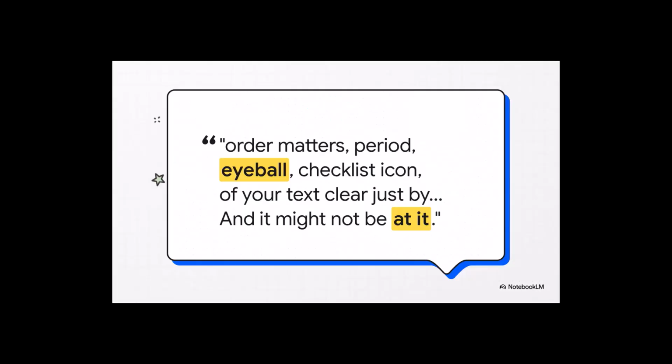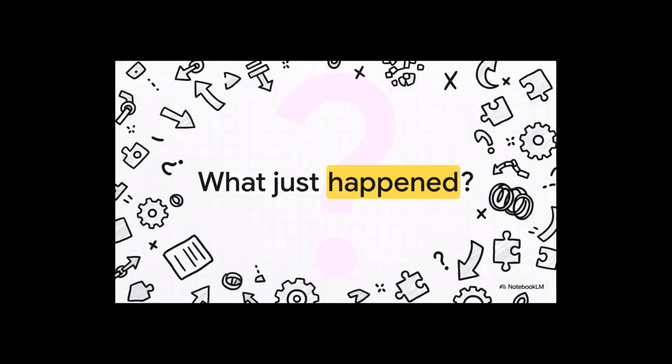Okay, I want you to listen really closely for a second. I'm going to read what's on this slide exactly how a screen reader might. Here we go. Order matters, period. Eyeball. Checklist icon. Of your text clear just by go. uvm.edu/accessibility, and it might not be at it. Complete gibberish, right? I mean, what was that? It's just a jumbled mess of words and icon names that makes absolutely no sense.